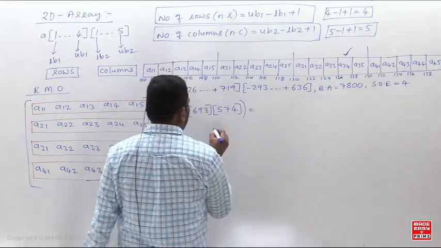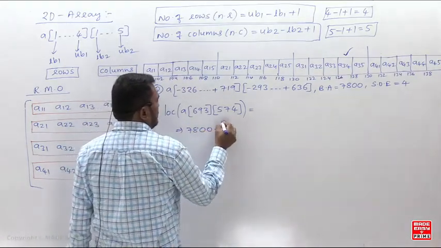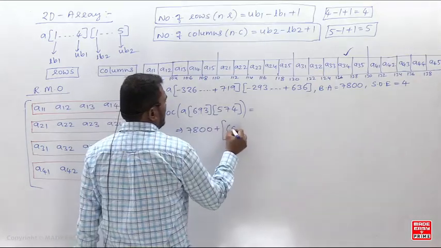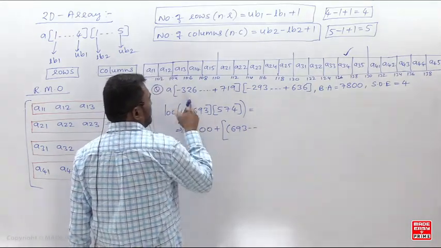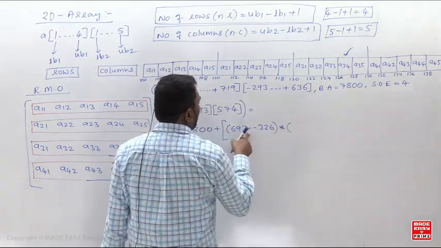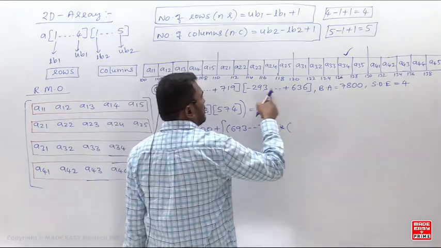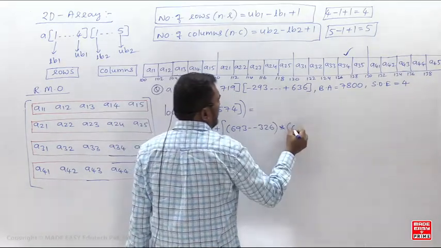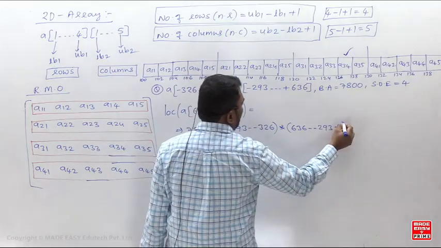So I'm writing here, the base address is 7800. Plus, I want to go to row number 693. So how many rows do you have to cross? 693 minus 326. And every row is having how many columns? The formula is given directly: 636 minus 293 plus 1.